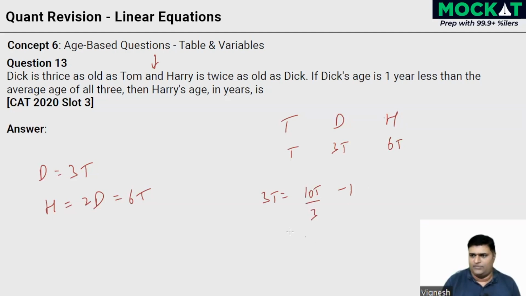So what are we getting if we take the LCM and throw the 3 there? It's 9T equals 10T minus 3, right? So T equals 3 over here. Harry's age over here is nothing but 6 times 3, which comes to 18. So 18 becomes the answer over here.